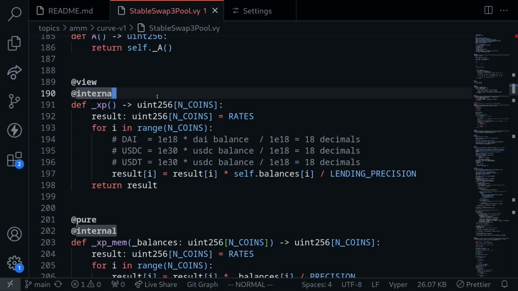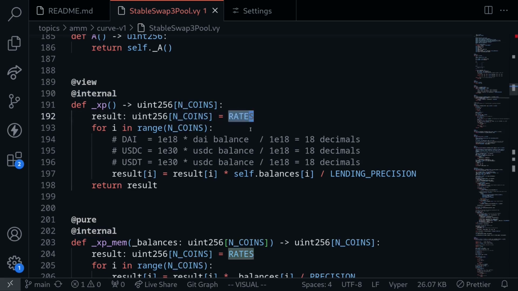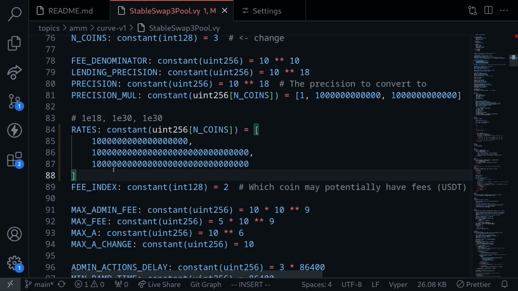The naming convention is a little bit weird. The way I remember this is X being the token balances and P for precision. So what this function will do is convert the token balances inside this contract to have 18 decimals. Let's take a look at this function. First, it creates a uint256 array of size n, and it initializes it to the rates. And what are these rates? The rates are defined at the top of the contract. The first entry is one with 18 zeros. The next two entries are one with 30 zeros. So let's go back to the function that we were looking at, _XP.